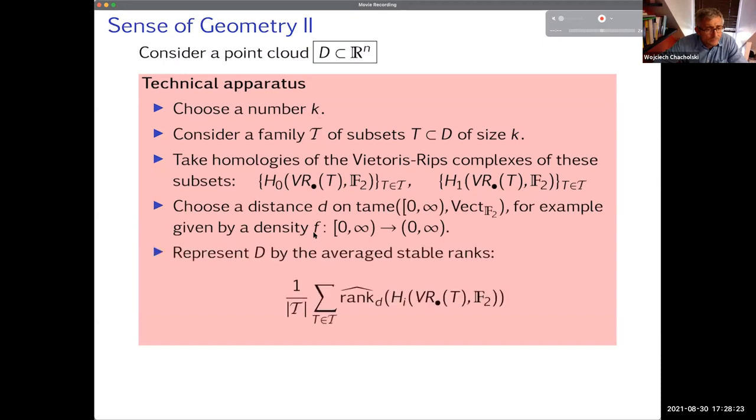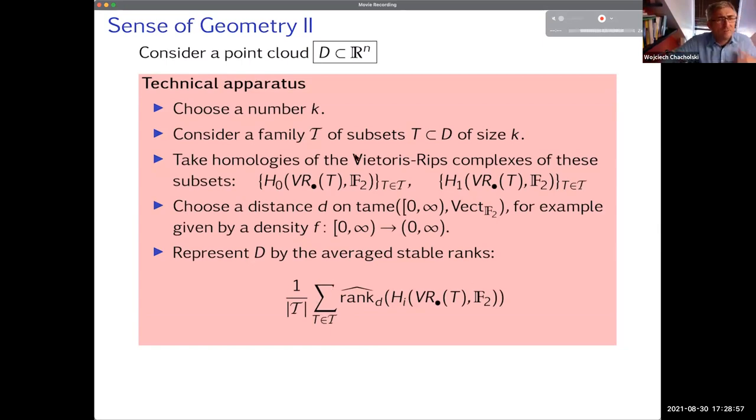Now we will represent our data, or our D, not by the homology of the Vietoris-Rips of the global space, but by the average. I will take the homology of these subsets. I can take a stable rank that lies in the Hilbert space, so I can take these averages. I can add functions and take the average. So that's how I will represent my data D.